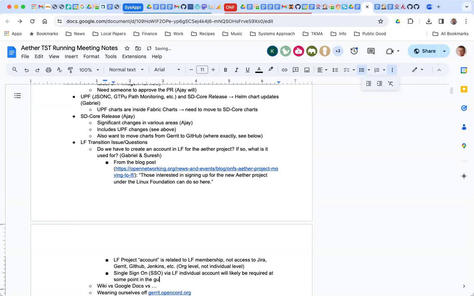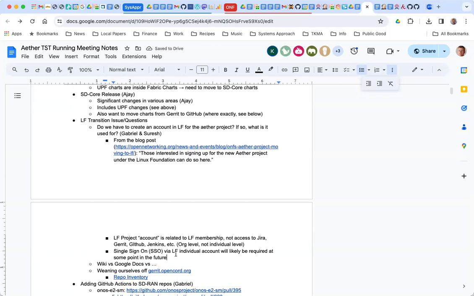But we're still figuring some things out. So see if what I'm typing here in the notes is legitimate. In terms of single sign-on, you will be doing that via an LF individual account, much like you have an ONF account now. And it's reasonably likely it will be required at some point in the future, but not in the short term. I want to make sure Timon agrees with that statement.